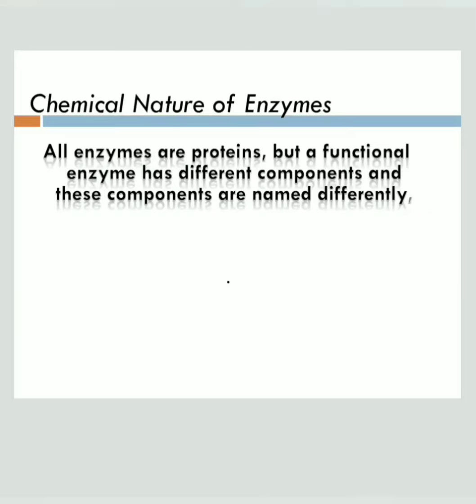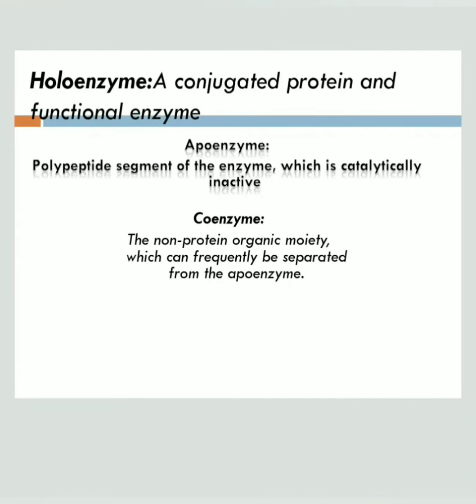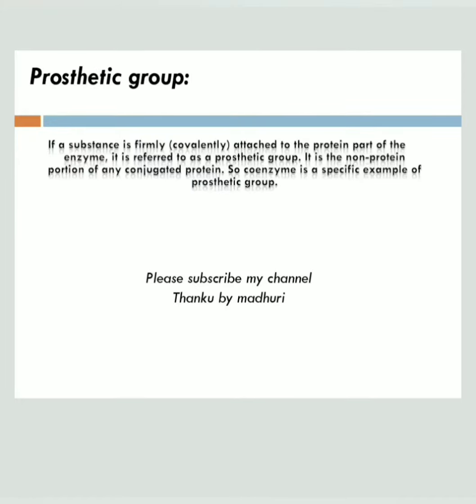Next, coming to the chemical nature of the enzymes. All enzymes are proteins, we know that, but a functional enzyme has different components, which we are going to read. Holoenzyme is a complete enzyme. Every enzyme is a proteinaceous structure, and along with that, some non-protein molecules are also present in the holoenzyme to activate it. Apoenzyme is the protein component of the enzyme, whereas the coenzyme is a non-protein one. The apoenzyme individually can't be catalytically active. If it binds with the coenzyme, then only it will be active.